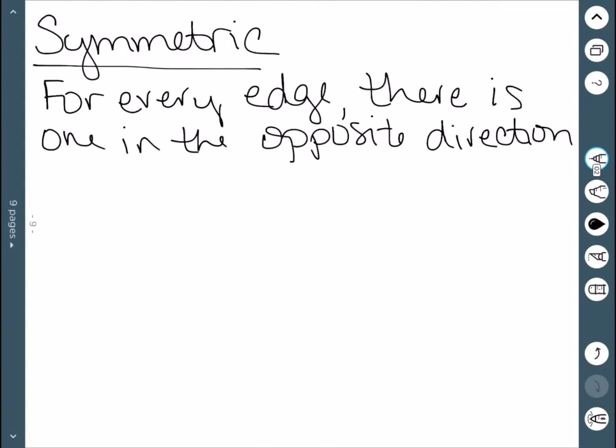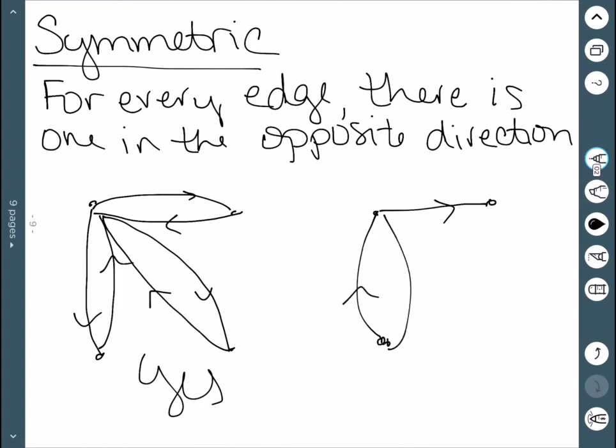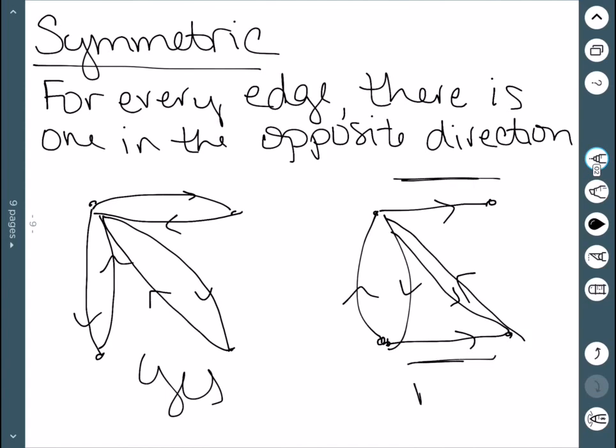For symmetric in a graph, for every edge, we needed one in the opposite direction. So as long as every edge has one going back the other way, we will be symmetric. So here's an example of a graph that is symmetric, because for every edge, we have another edge going back in the other direction. However, if I look at the graph over here on the right, this one would not be symmetric because I have two edges, one at the top and one at the bottom, that do not go back the other direction.